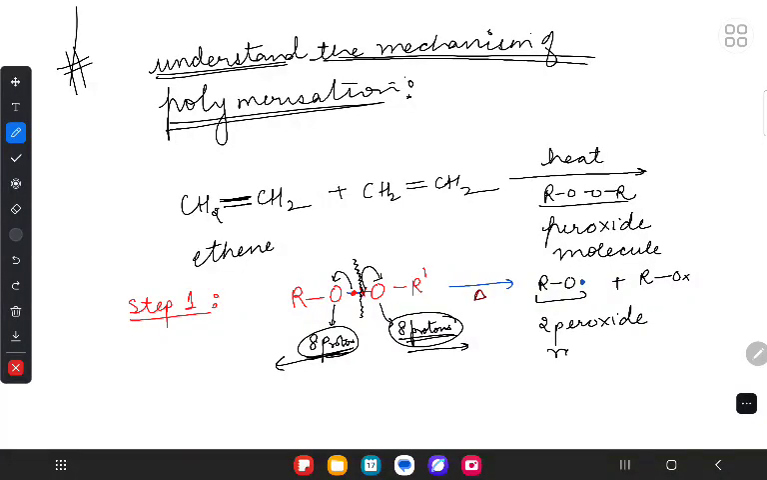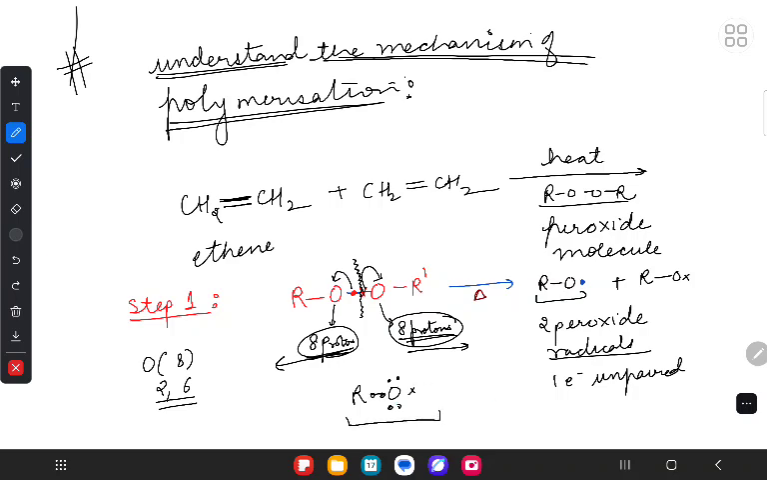Peroxide radicals. Radicals means where there is one electron unpaired. So when you draw the oxygen atom, you have atomic number 8, configuration 2, 6. Am I right, Aaron? In RO, we have 1, 2, 3, 4, 5, 6, 7. Oxygen is supposed to have electrons in its boundary.